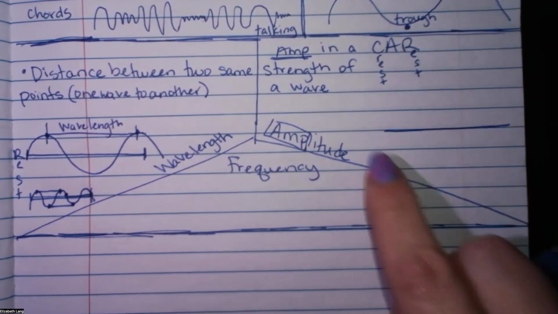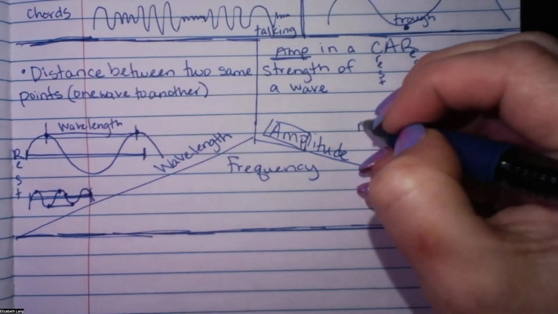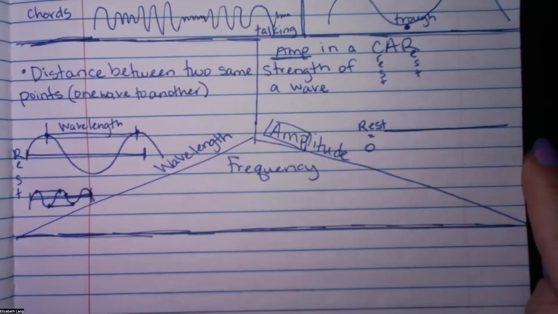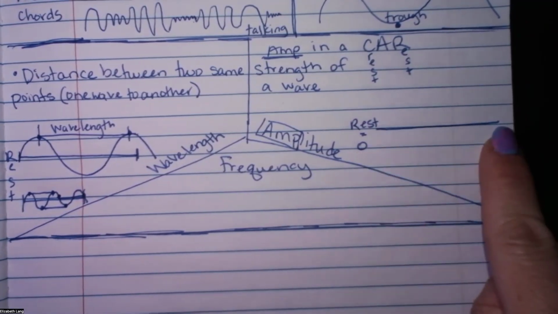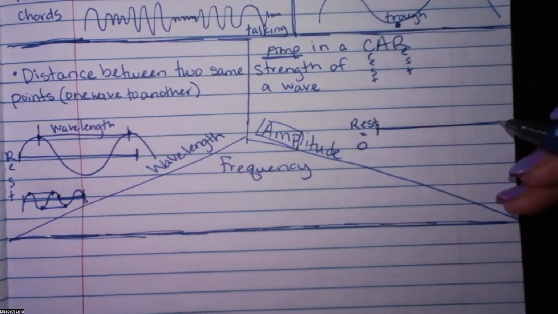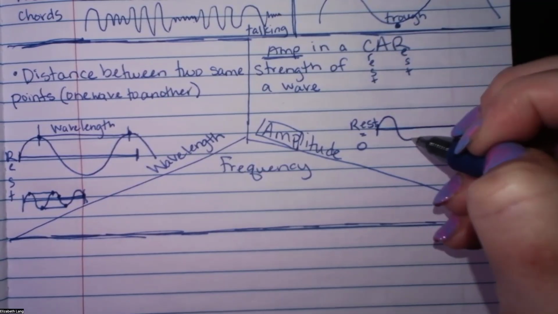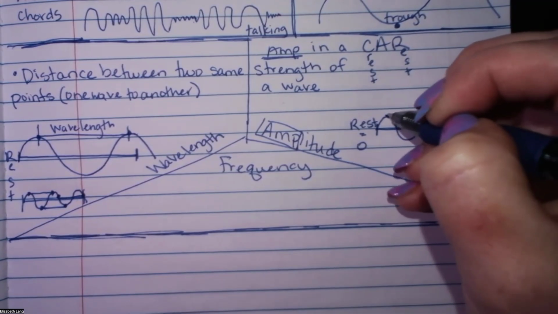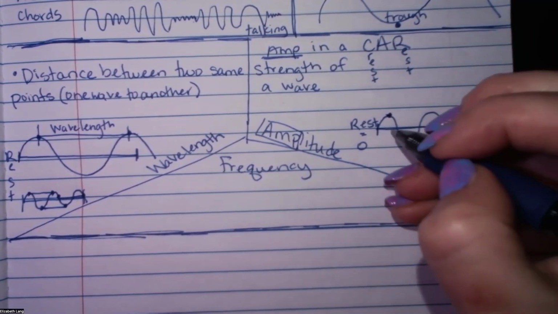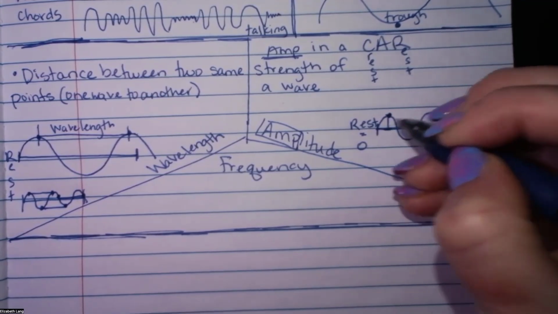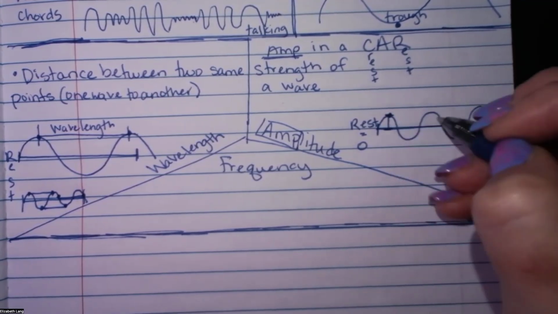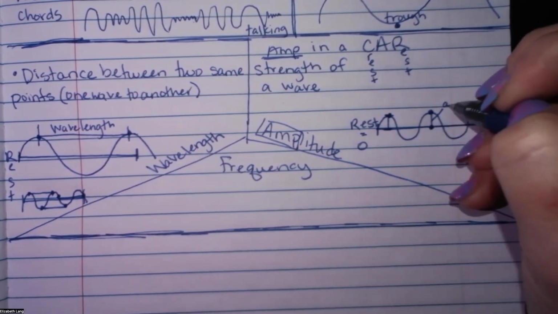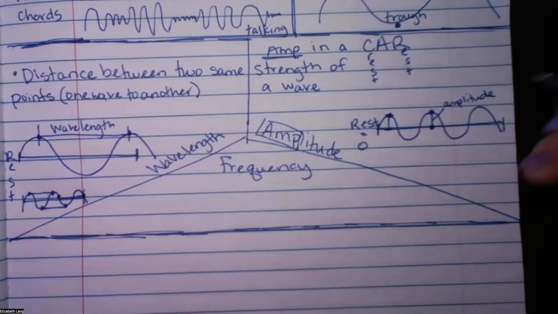Okay, here is our rest, right? So we know rest equals 0. There's nothing happening here. It is a flat line. So this is our rest. So let's put some waves in here. So amplitude is crest. So that's why we started with crest. Crest is the peak. And then here is the rest. Crest to rest. So this is amplitude. Crest to rest. This is amplitude. Okay.